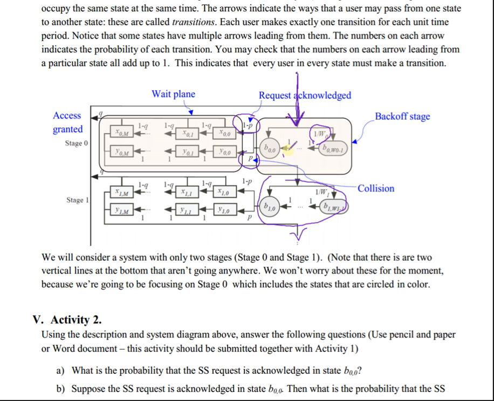Now these circles are just like these circles in the system diagram for spotted owls. These are different states that the user could be in. For spotted owls, the spotted owl could be a juvenile, subadult, or adult. In this case, the labels are different, but the idea is the same. A user can be in the first state of the wait plane or the first state of the back-off stage, etc.